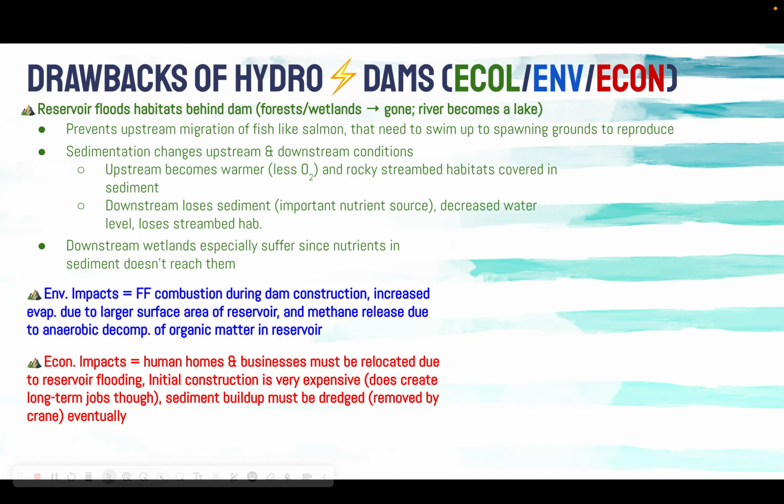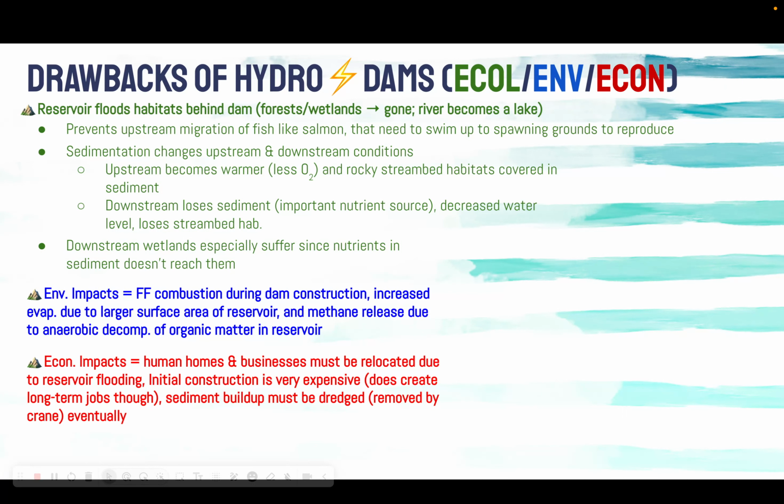So areas that have a lot of reservoirs may end up having a lot more evaporation that's not normally supposed to be there. And then methane is released because of the anaerobic decomposition of organic matter at the bottom of reservoirs. So you can end up with more methane production because of that.